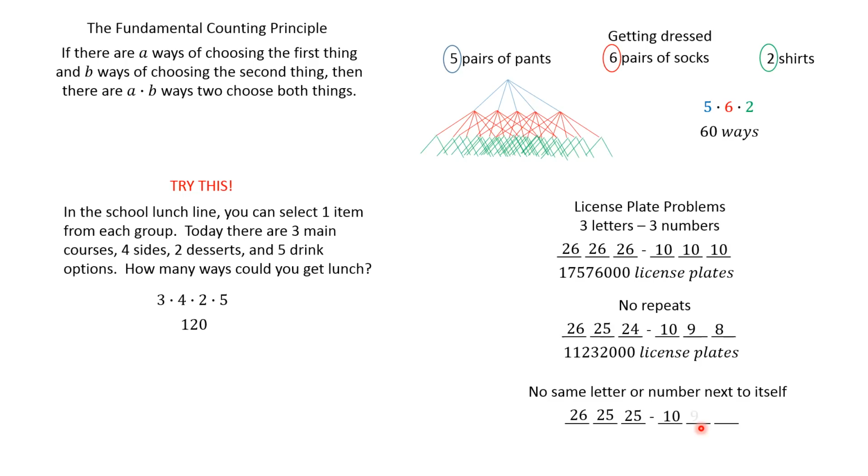10. And then anyone but that one. And then anyone but this one would be, again, 9 options. Multiply them together, and we get 13,162,500 different possible license plate combinations. So we gained almost another 2 million back there.